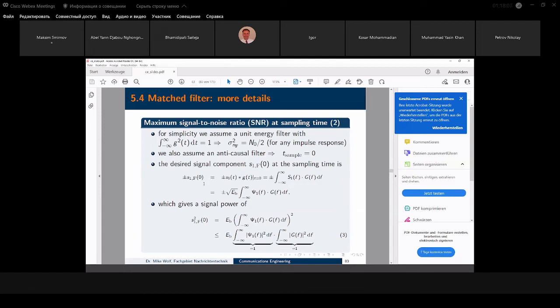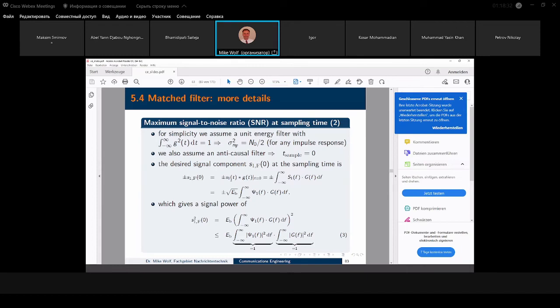So we transmit S1, and we know already the noise variance is N0 by 2. So we focus our attention on the signal component, the signal power, and not on the noise power. That's the only assumption, that we normalize the filter so that it has unit energy. But we are interested in the shape of this pulse.